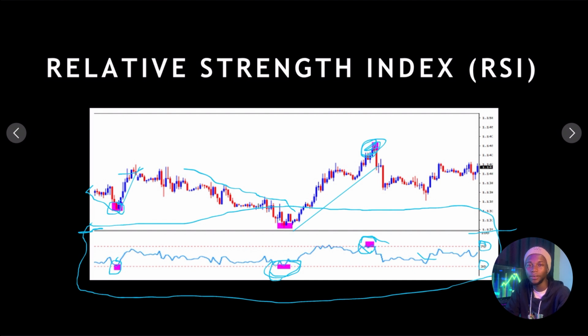Also, whenever it touches these lines, it doesn't mean it's going to reverse immediately. For example, when the market touched the overbought region around this place, the market kept on going up before it later retraced a bit before going to the upside again. So if you are going to take your trade on the oversold and overbought regions, you need to be very, very careful and know what the market is telling you.